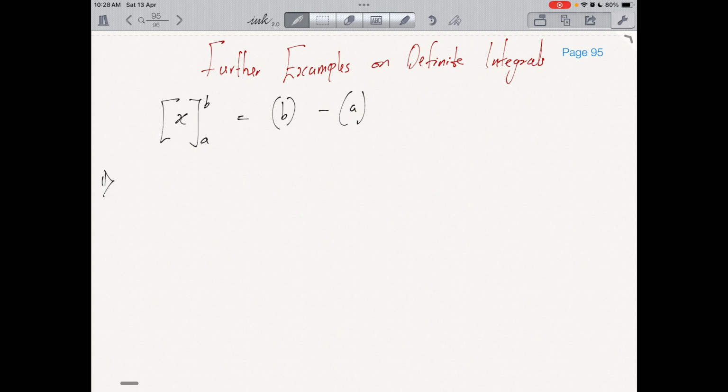We are given the question to integrate from pi over 6 to pi over 3 of 2 sine 2 theta with respect to theta. Now in this case, pi over 6 is the lower limit, pi over 3 is the upper limit, and we are going to integrate 2 sine 2 theta. You can pause the video now to give it a try.